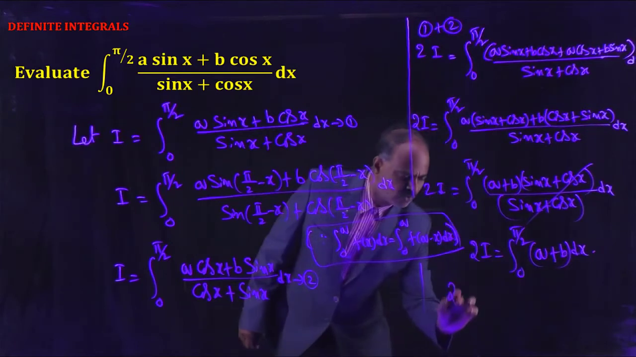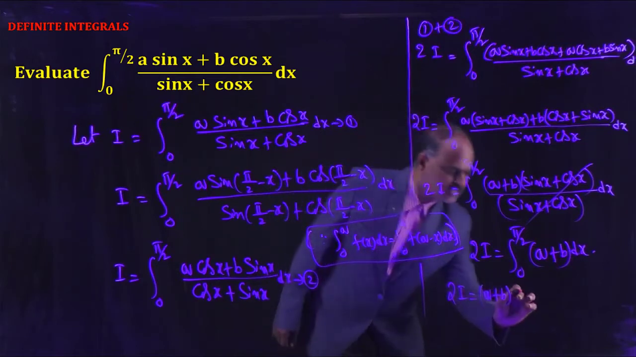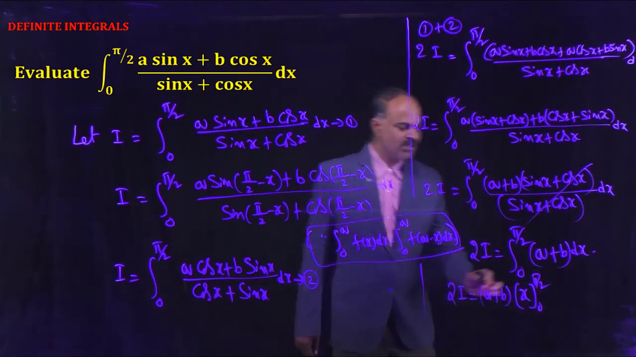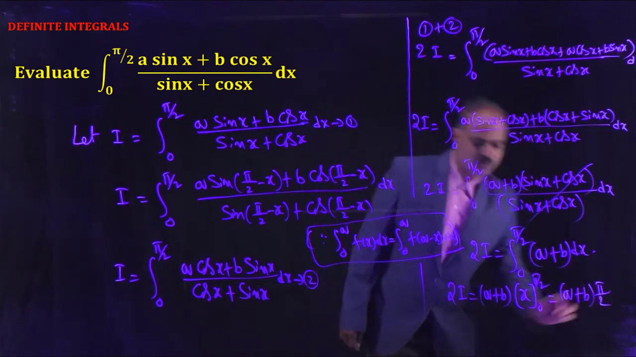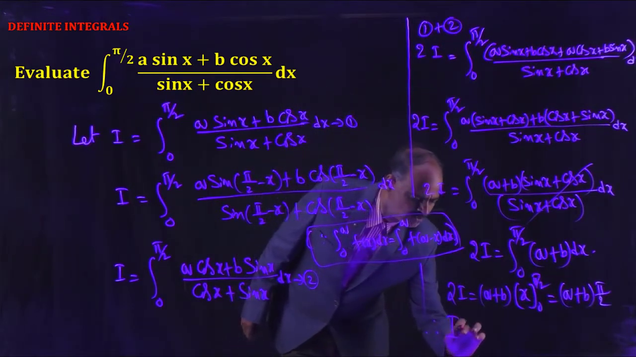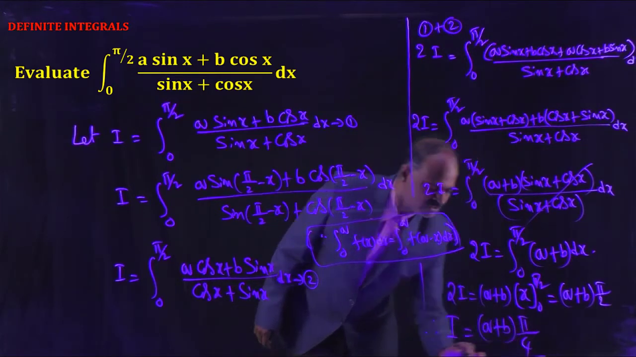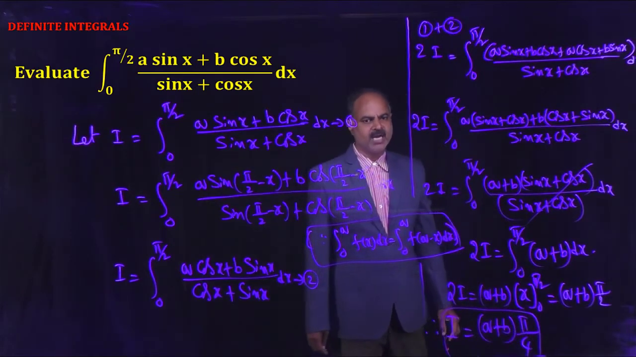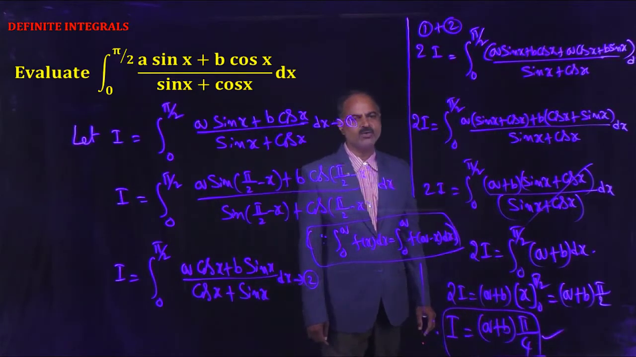Now therefore 2I is equal to (a plus b) into integral dx, which is x with limits 0 to pi by 2. Now this is equal to (a plus b) into pi by 2. So 2I is equal to (a plus b) into pi by 2. Therefore I is equal to (a plus b) into pi by 4. So therefore integral 0 to pi by 2 of (a sin x plus b cos x) by (sin x plus cos x) dx is equal to (a plus b) into pi by 4.